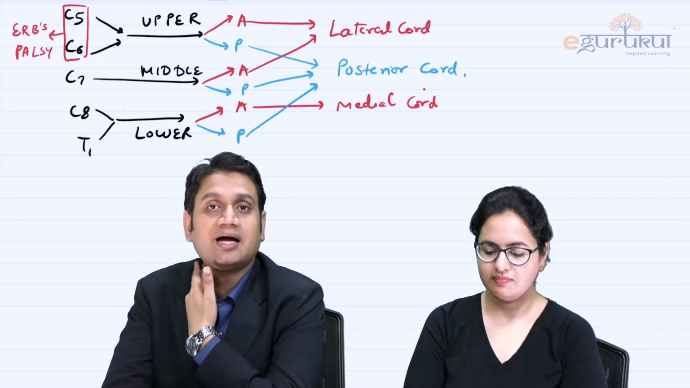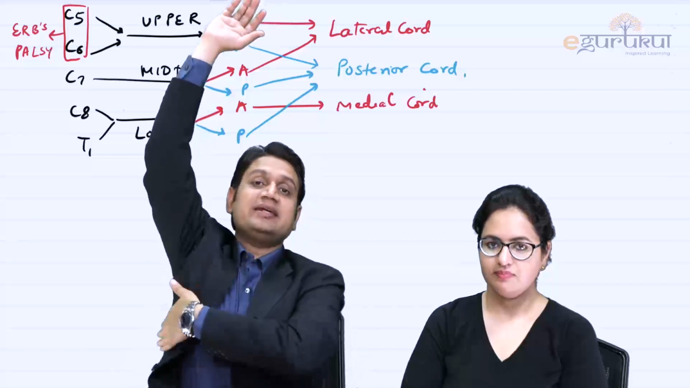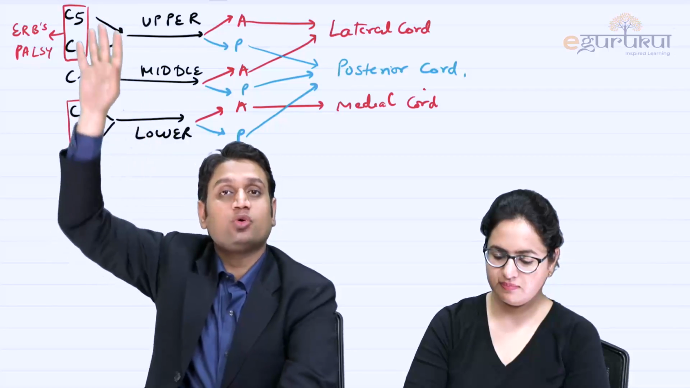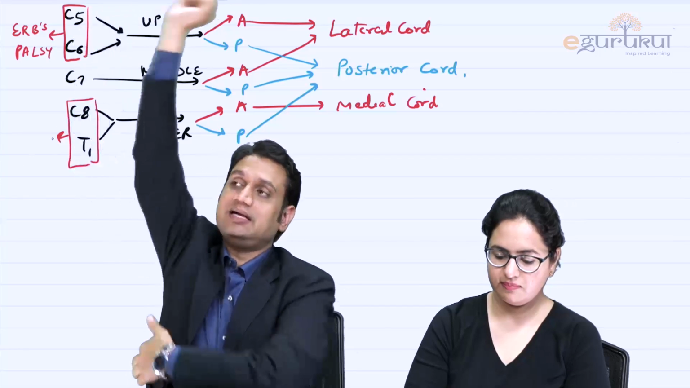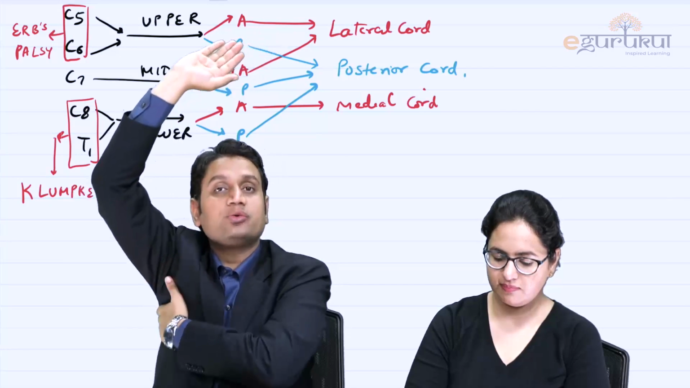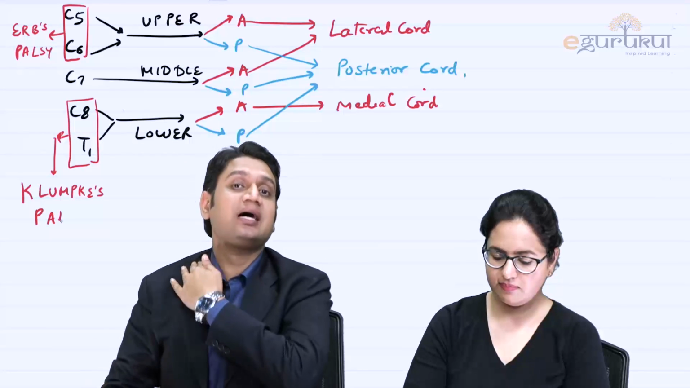In a similar way, upward traction like this creates an injury to the lower root, C8, T1. Somebody is falling from a height and he tries to hold on to a branch of a tree, like that. So this is upward traction. Upward traction causes an injury to the lower roots and downward traction causes an injury to the upper roots.